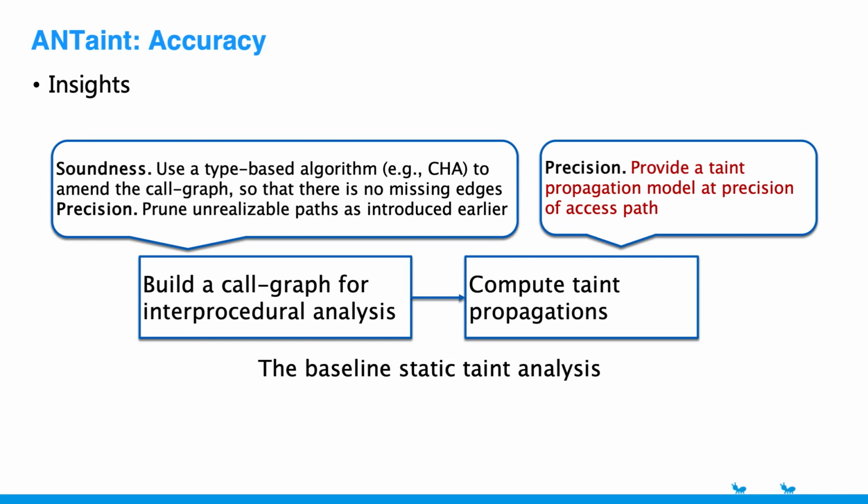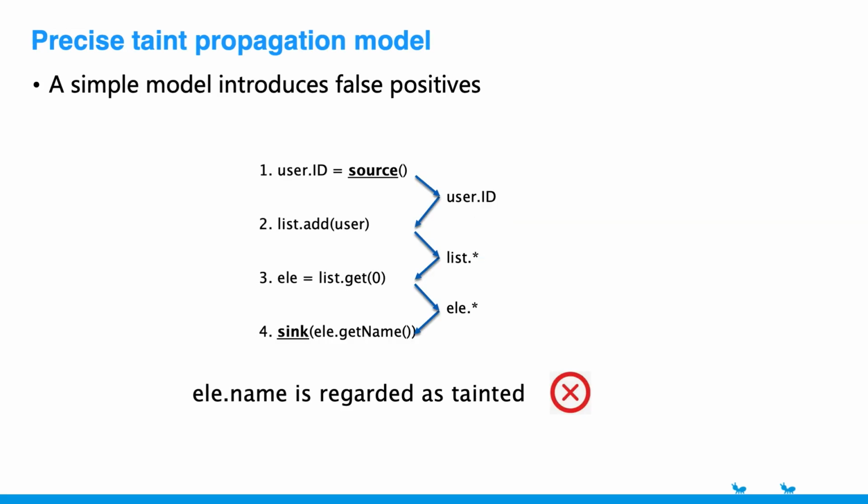In the following, we introduce how we resolve the accuracy challenge. In the stage of building the call graph, we ensure soundness by using a type-based algorithm to expand the call graph so that there are no missing edges. The precision is improved by pruning unrealizable paths as introduced earlier. In the stage of computing taint analysis, we provide a taint propagation model at the precision of access paths. Then we introduce the model.